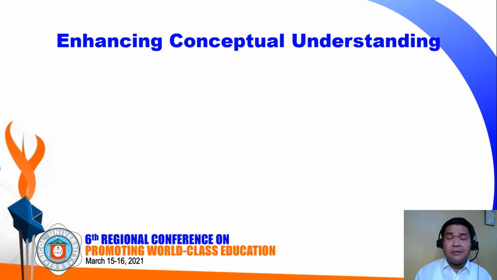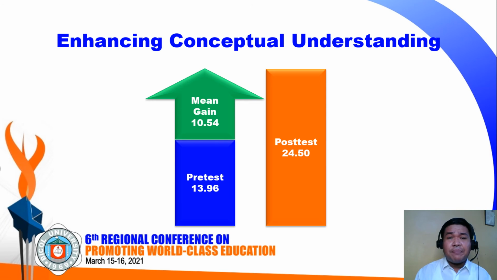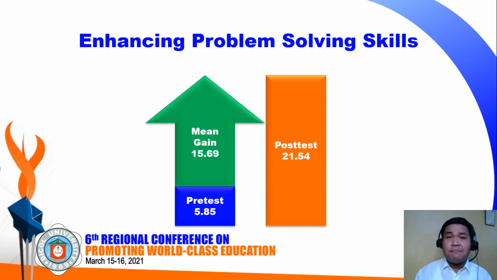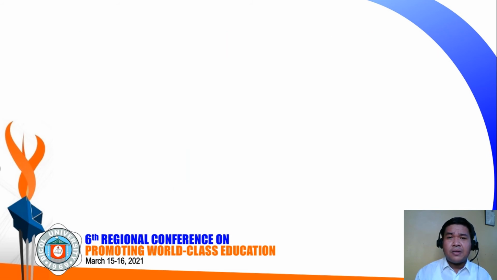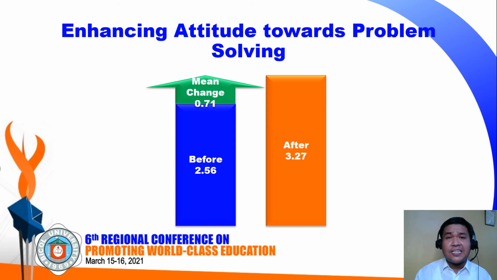The result of the third research problem showed that there was an increase in the conceptual understanding evident in the mean gain in the pre-test and the post-test scores of the students, represented by 10.54. Meanwhile, for problem-solving skills, it showed a mean gain of 15.69. The increase in the mean score in the post-test showed that the use of multiple representations has enhanced the students' conceptual understanding and problem-solving skills. For the attitude towards problem solving, it registered a mean change of 0.71, indicating that there was an increase or a change in the students' attitude.